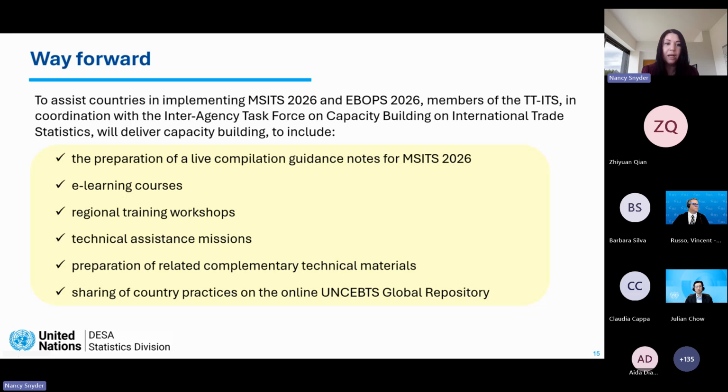So here's just a listing of what we plan to deliver. The preparation of live compilation guidance notes for MSITS and EBOPS that will be available dynamically online. Interactive e-learning courses, which we're actually working on developing now, regional training workshops, technical assistance missions, preparation of related complementary technical materials, and sharing of country practices. For those that might not be aware, there's an online global repository of country practices provided by the UN Committee of Experts on Business and Trade Statistics. And we're hoping to add a lot of good country examples and best practices there.